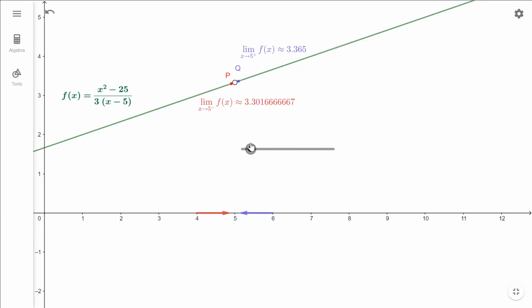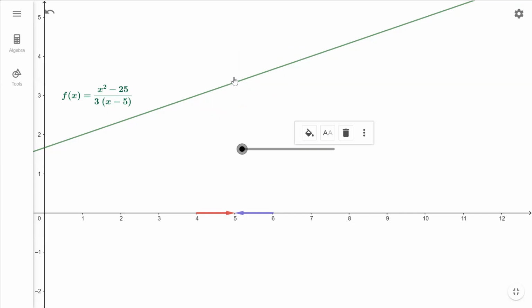As we go nearer and nearer, you will notice that the value that we get is very close to 3.3. Let it go in a little bit more: 3.34, 3.32. So 3.34, 3.32, they are approaching 3.33. As we go to exactly 5, we can't find f(x) anymore because there is no value here. So that is the concept of limit.